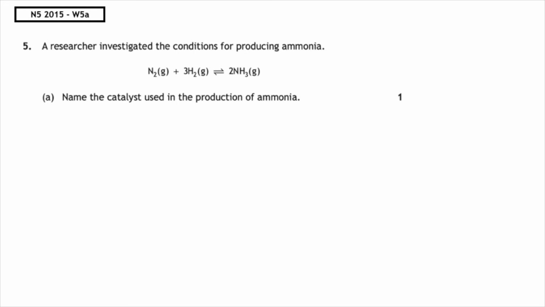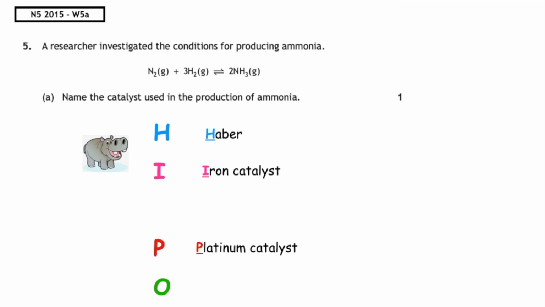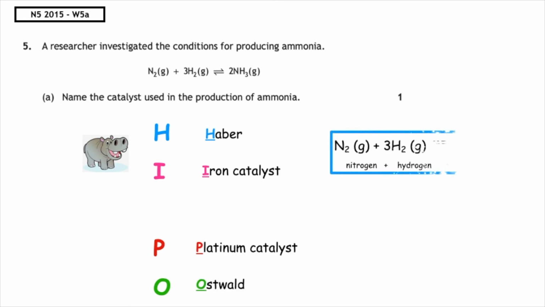This past paper question is from the National 5, 2015, written 5A. A researcher investigated the conditions for producing ammonia. Name the catalyst used in the production of ammonia. Remember HIPPO: Haber, iron, platinum, Ostwald. So the correct answer to this is an iron catalyst.